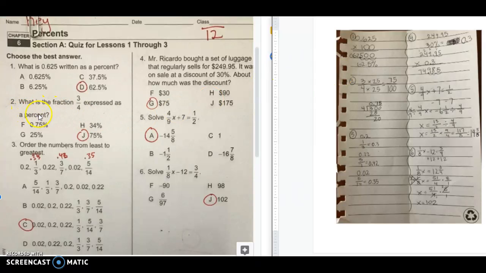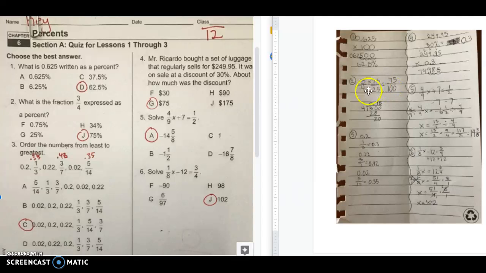Number 2, what is the fraction 3/4 expressed as a percent? Well, the answer is 75%. The way that I found it is I figured out that 4 goes into 100 25 times, and I multiplied 4 by 25 and 3 by 25. That gave me 75 over 100. 75 over 100 is equal to 75%.